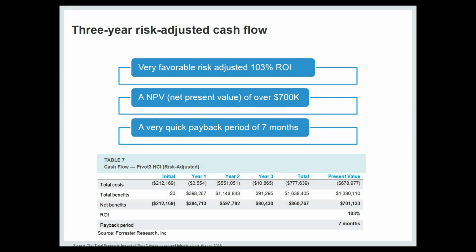Next slide. Great. A quick recap of the summary results of the case study. Very favorable risk-adjusted 103% ROI, an NPV of over $700,000, and a very quick payback period of 7 months.